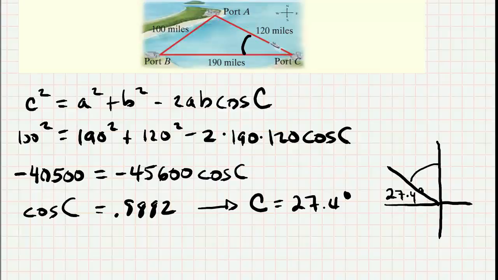That is the complement of 27.4 degrees. And if we subtract 27.4 degrees from 90, we get 62.6 degrees up here. So our final answer would be that the ship needs to navigate north and then 62.6 degrees to the west. Nice.